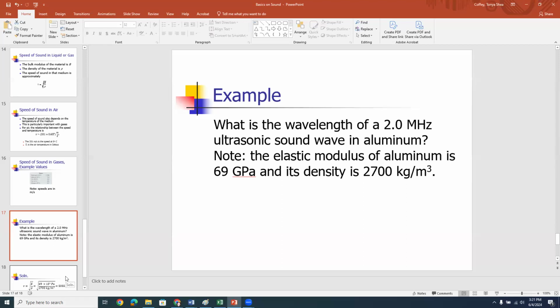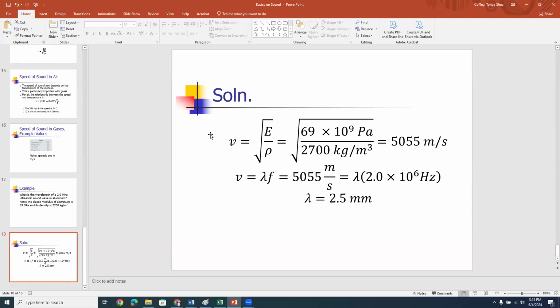All right, so let's put all this together. Remember that the speed of sound in a solid is the square root of the elastic modulus over the density. So that here is the square root of 69 times 10 to the 9th pascals divided by 2,700 kilograms per cubic meter. And that's equal to 5,055 meters per second. We should do 2 sig figs here, but I like to keep all my decimals and then round at the end. So that's what I'm going to do.